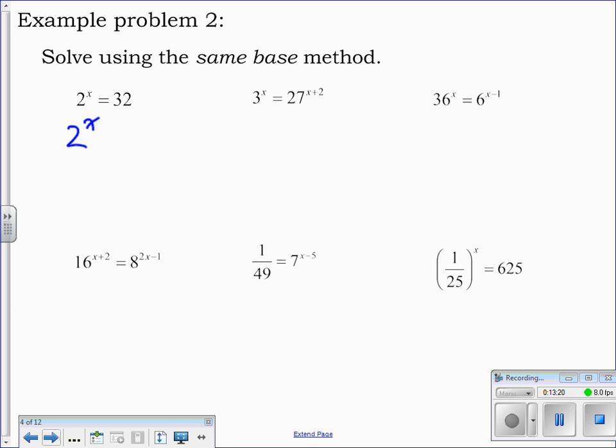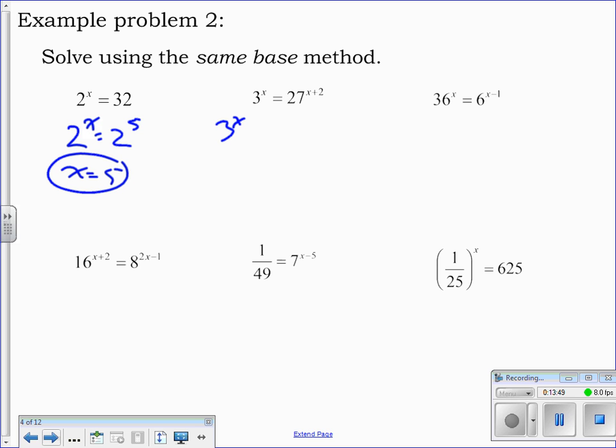So I have 2 to the x is equal to 2 to the 5th, right? 2, 4, 8, 16, 32, 2 to the 5th. So x equals 5. We did that. That's easy. That's a little bit harder on the next one. Okay? So I need to do the same concept. My base, 3 and 27, I can rewrite 27 as 3 cubed.